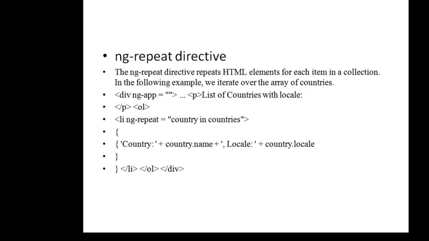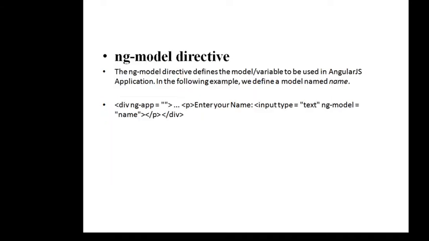The third one, the ng-repeat directive. The ng-repeat directive repeats HTML elements for each item in a collection. In the following example, we iterate over an array of countries. <div ng-app> is a list of countries, and ng-repeat repeats the countries in countries, plus country dot name, country dot locus. List order, list and images.